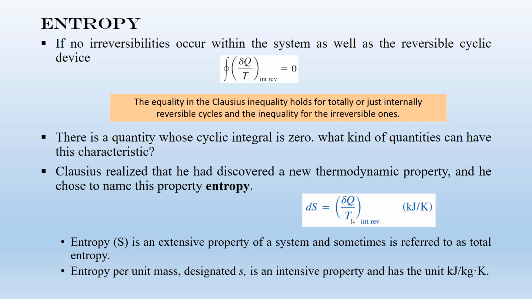We can define the entropy per unit mass. We can divide entropy by m, and then we can define entropy per unit mass, or lowercase s, and the lowercase s is an intensive property. If you remember from chapter 2, if you divide an extensive property by mass, the product is an intensive property. The unit for lowercase s, or entropy per unit mass, is kilojoule per kilogram Kelvin.